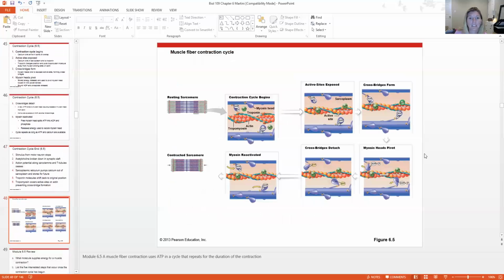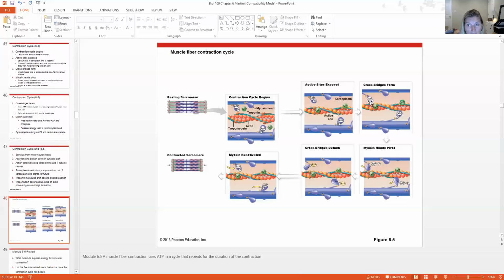So here you see the entire contraction cycle. Here's a resting sarcomere. And in this resting sarcomere, again, you have ADP and P just waiting in that myosin head. Calcium's being released. So what calcium does is it binds to the troponin. You see it here, binding to the troponin. And once it binds, the troponin can move, and now that cross bridge can form.